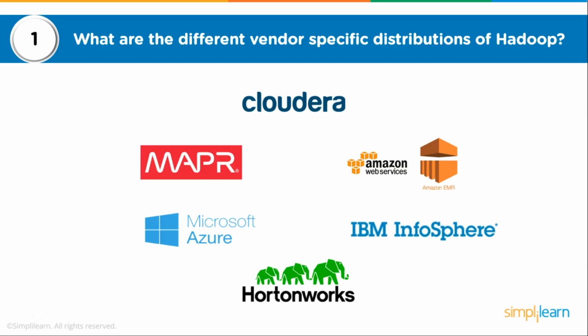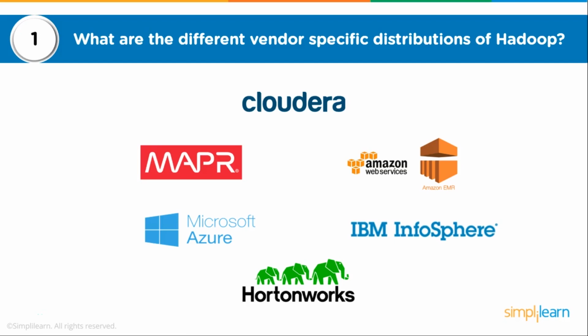So what are the different vendor specific distributions of Hadoop? Now all of you might be aware that Apache Hadoop is the core distribution of Hadoop. And then you have different vendors in the market which have packaged Apache Hadoop in a cluster management solution which allows everyone to easily deploy, manage, monitor, and upgrade clusters. So here are some vendor specific distributions.